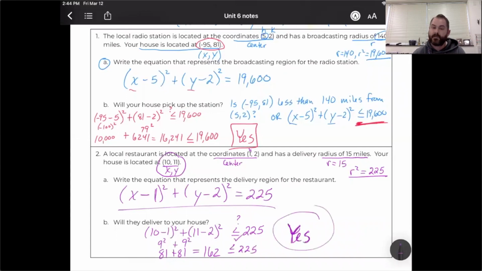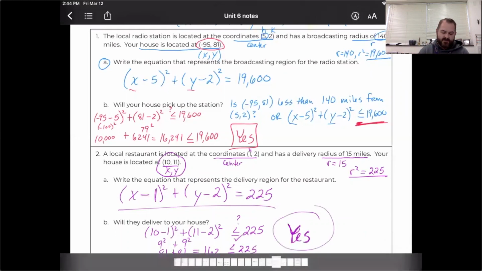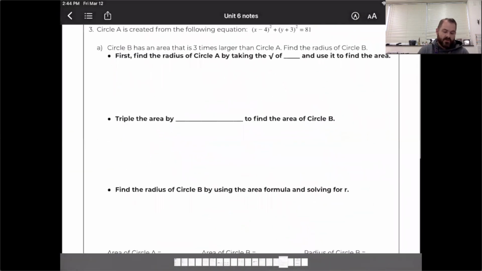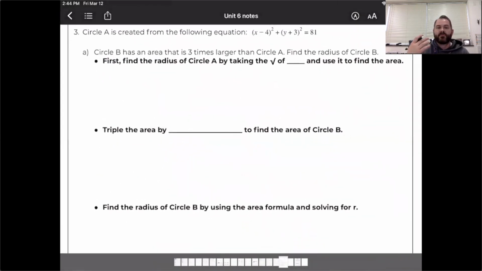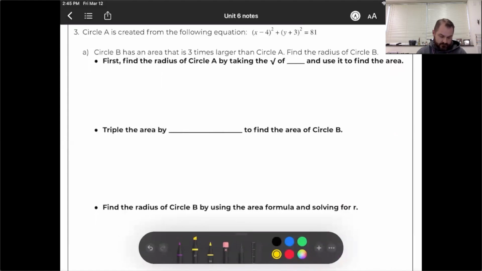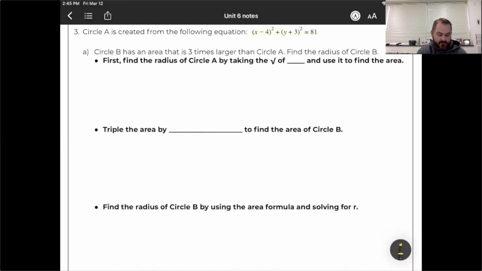Okay? All right, so that's one kind of problem you're going to see in this lesson. Let's go ahead and skip ahead to our next kind of problem. So for these problems, you're given one circle and they actually give you the equation here. Okay, they give you this equation. And then we can use that information to make some changes from this circle to create a new circle.